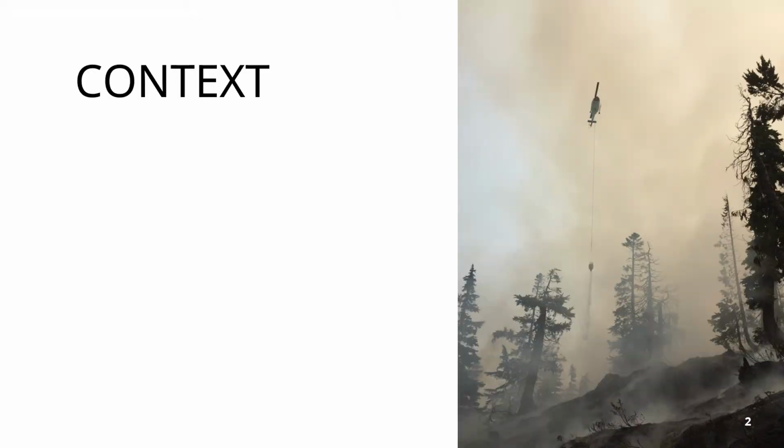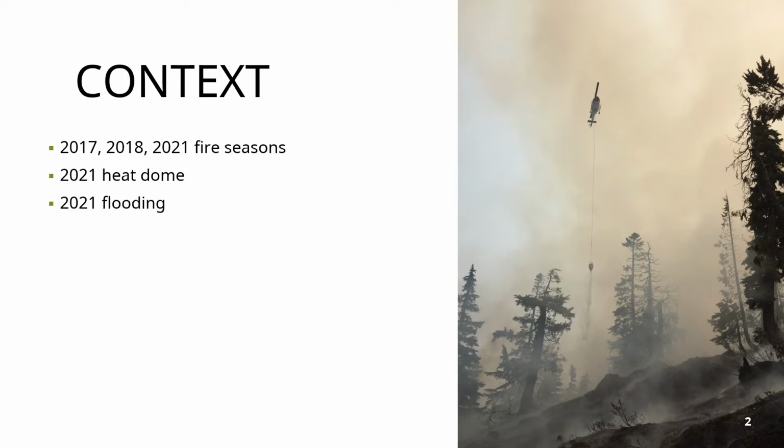We're living through a time with a lot of extremes and a lot of change. In BC, we had 3 of our worst fire seasons ever in the past 5 years. We also experienced record-breaking temperatures during the 2021 heat dome. That was then followed up by a horrific fall flooding season. And with climate change, these extreme events are likely to worsen.